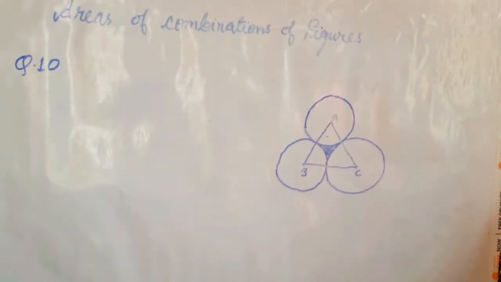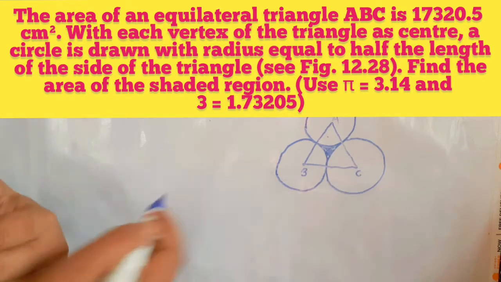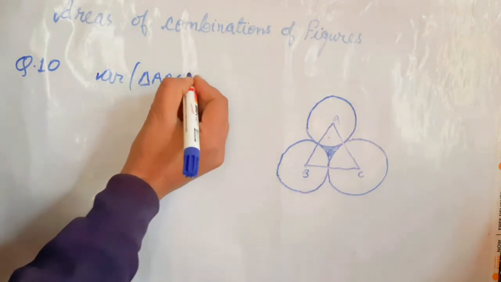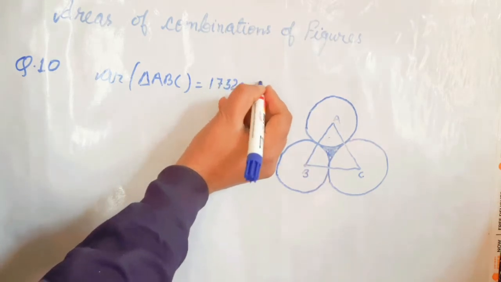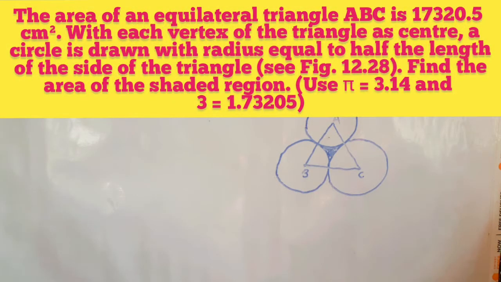Namaste everyone. Let us see question number 10 of exercise 12.3. The question is, the area of an equilateral triangle ABC is 17,320.5 centimeter square. Means the area of triangle ABC is given equals to 17,320.5 centimeter square.